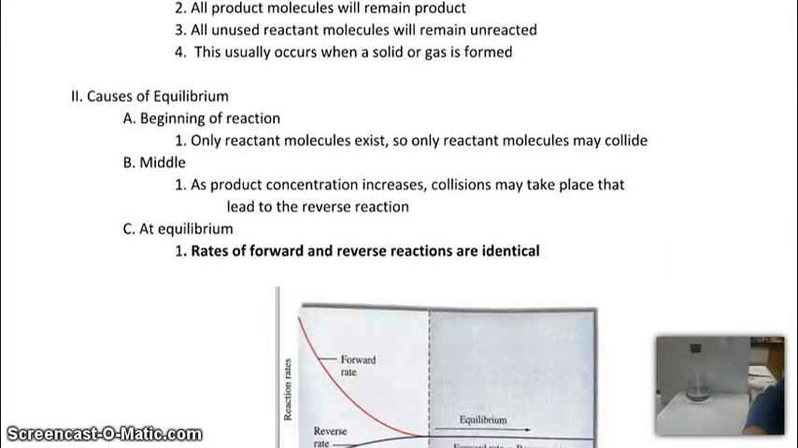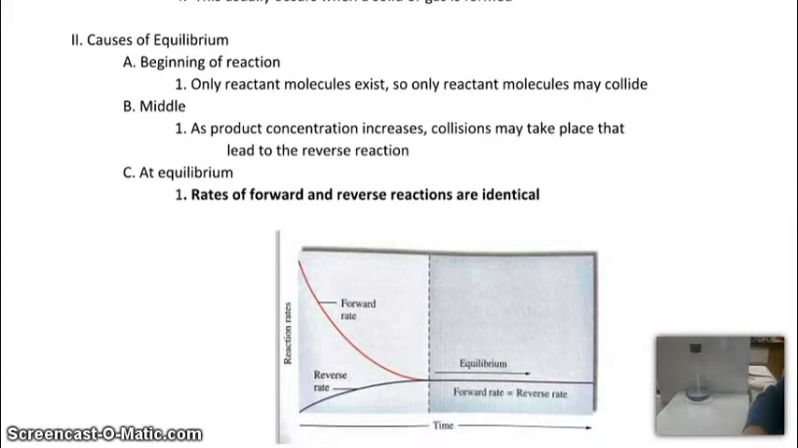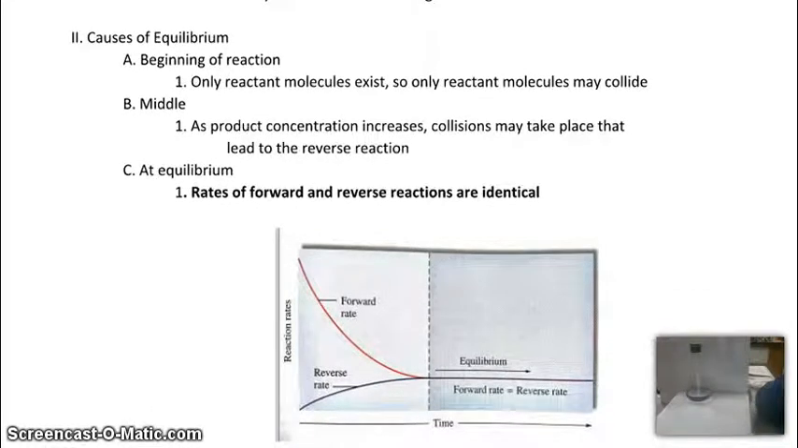So what, again, I've already mentioned this, the causes of equilibrium. At the beginning of a reaction, only reactant molecules exist. So the only reactant molecules are going to collide to make products. But what happens as this reaction continues?